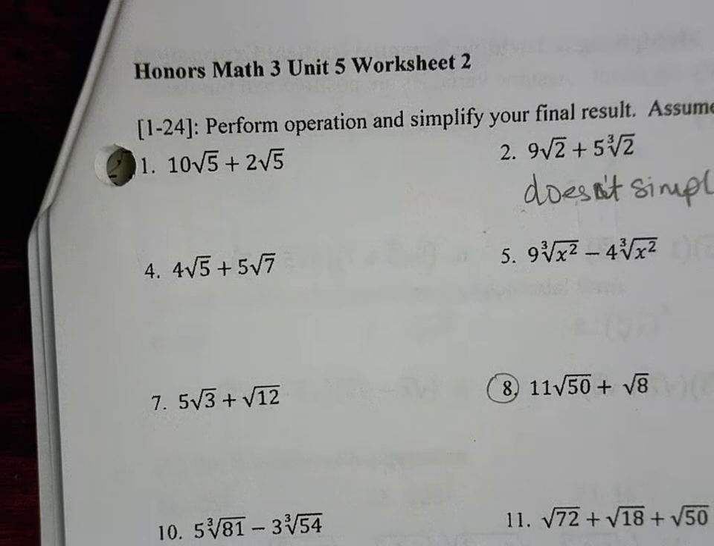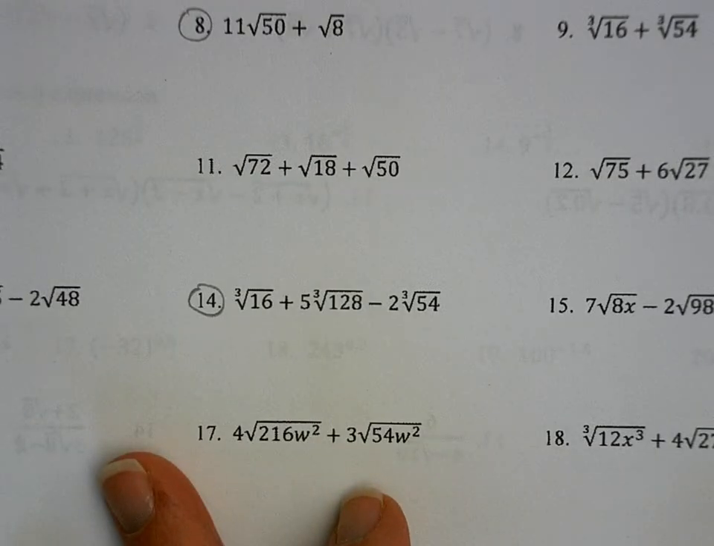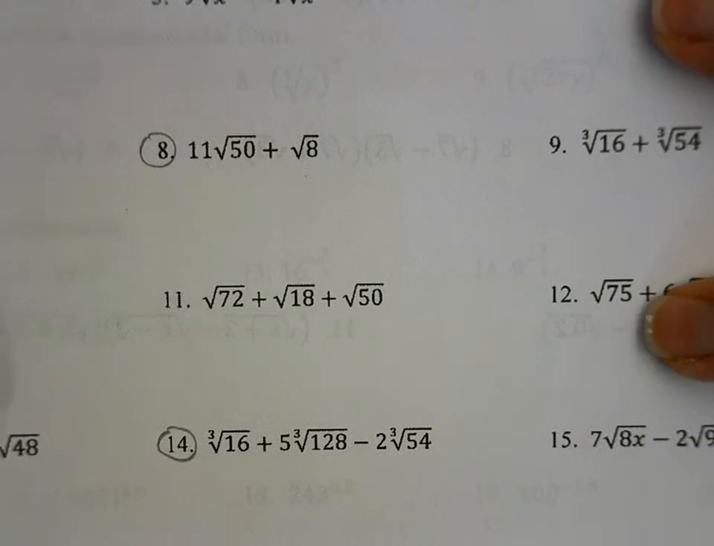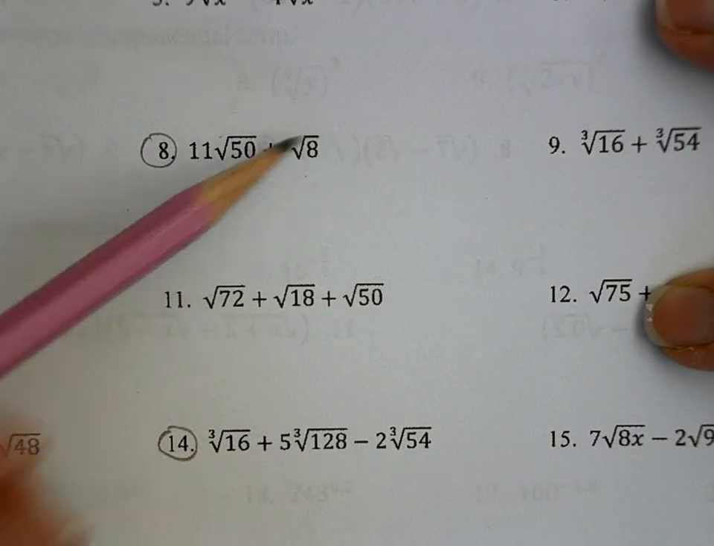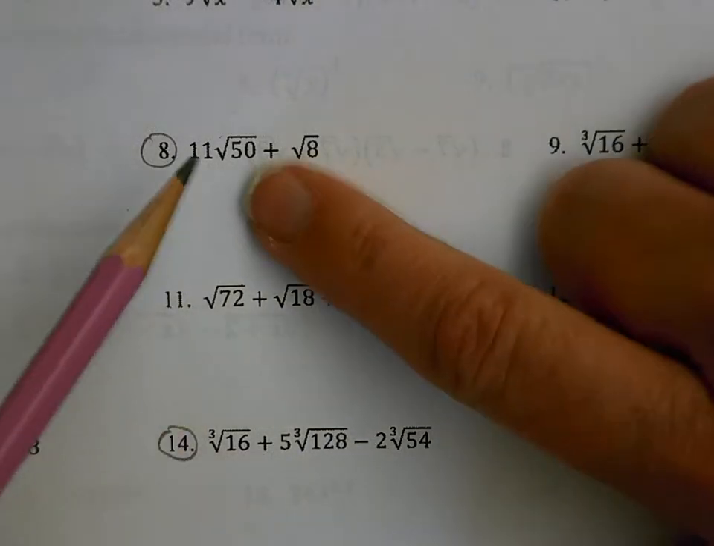Okay, this is the homework help video for Honors Math 3 Unit 5 Worksheet 2, and I'm going to start with question number 8. So these both have different irrational numbers. That's the square root of 50 versus the square root of 8. So that means I want to simplify both of these before I try to combine them.